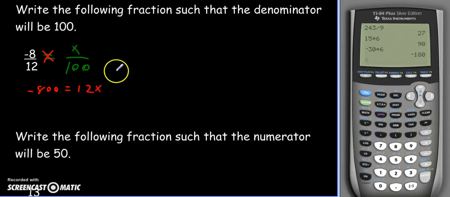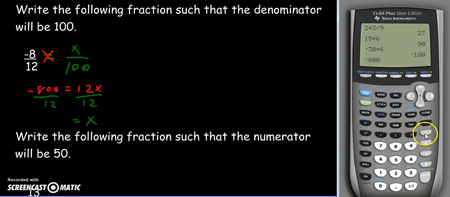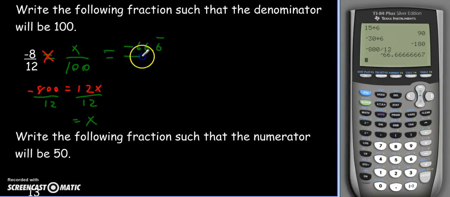And just like when we were writing the infinite decimals, we're going to divide both sides by 12. And we get x is equal to, x is equal to what? What's negative 800 divided by 12? It's negative 66.6666. All right, so this fraction is really negative 66.6 repeating over 100. All right, so we can use a proportion to find a specific value.